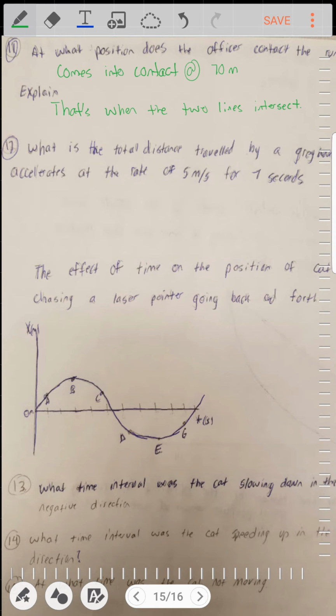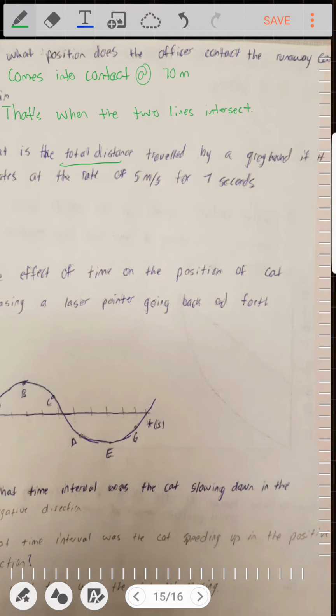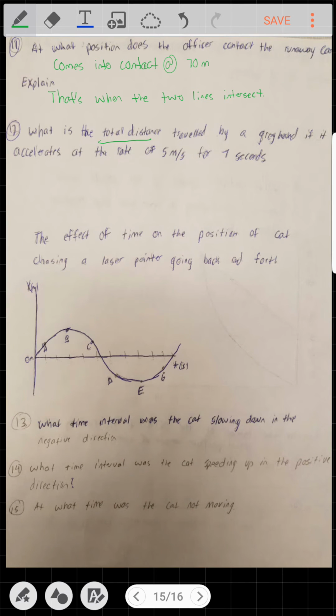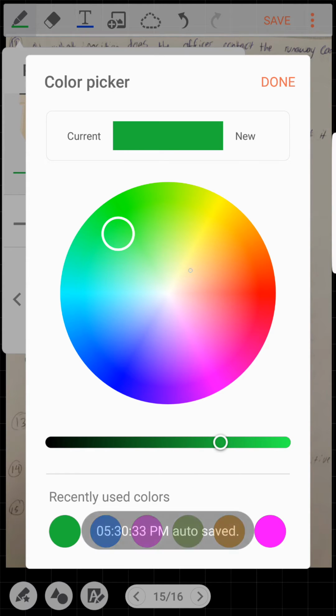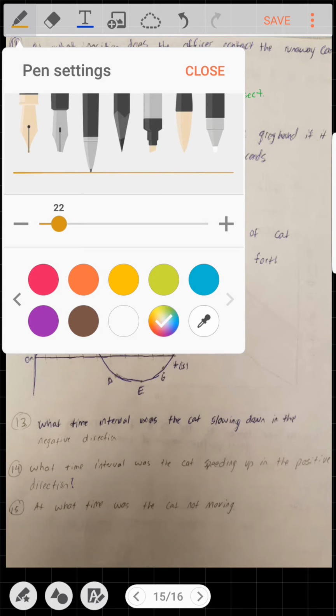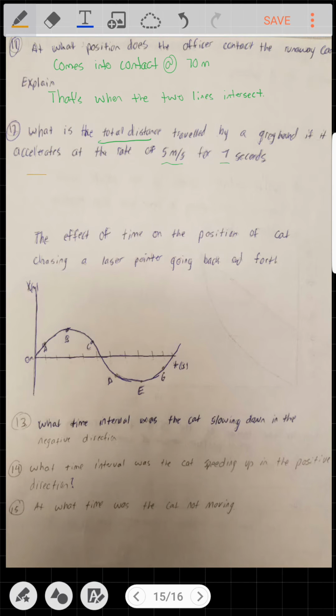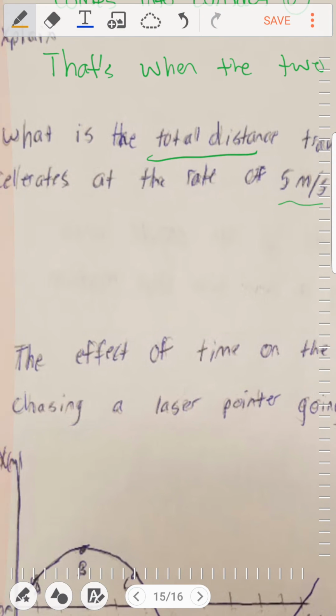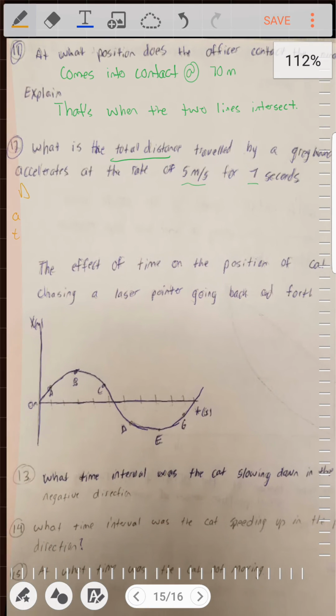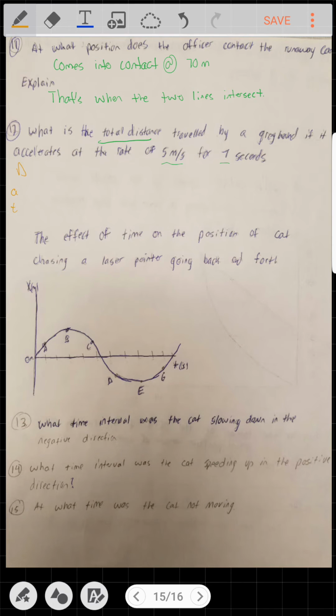Okay, so here's one of the really last hard math problems. What is the total distance traveled by a greyhound if it accelerates at the rate of 5 meters per second for 7 seconds? Okay. What is this question asking me? It's asking for distance, and it gives me velocity. I apologize. It gives me acceleration, time, and, well, I'm sorry. It only gives me velocity.